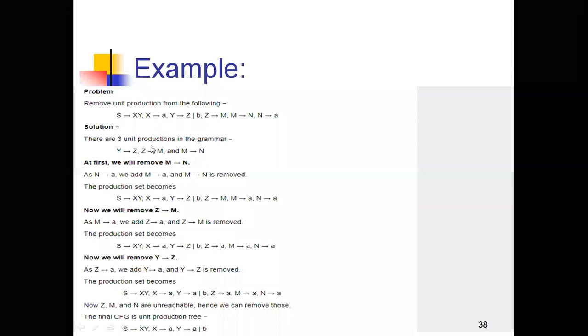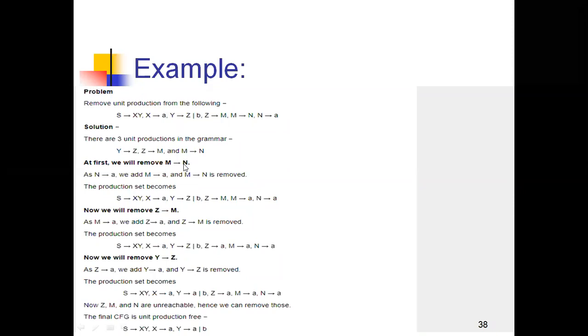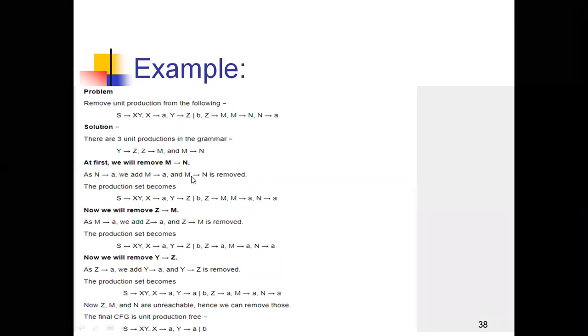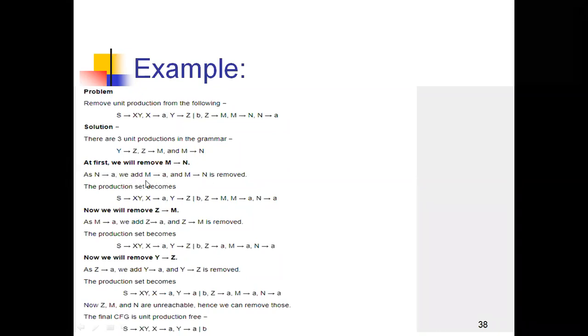These are the three unit productions in the grammar. At first you need to remove M tends to N. To remove M tends to N, I need to know what N is deriving. N is deriving A in its production, so we need to add M tends to A and remove M tends to N. That means what N is deriving, A, I am adding to M, and I am eliminating M tends to N.